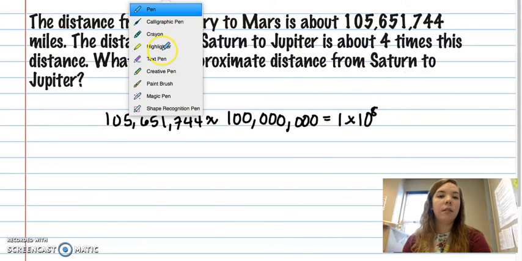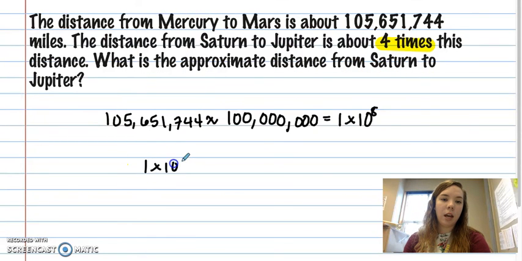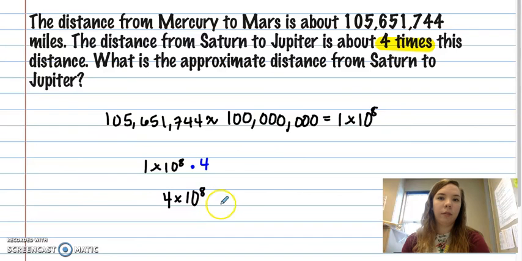Then it says we want 4 times that distance. So you have 1 times 10 to the 8th times 4. But you just have to take 1 times 4, and you have 4 times 10 to the 8th power. And we're still talking about miles. We always want to label when we can. Or if you wanted to rewrite it out in standard form, you'd have 400 million miles.